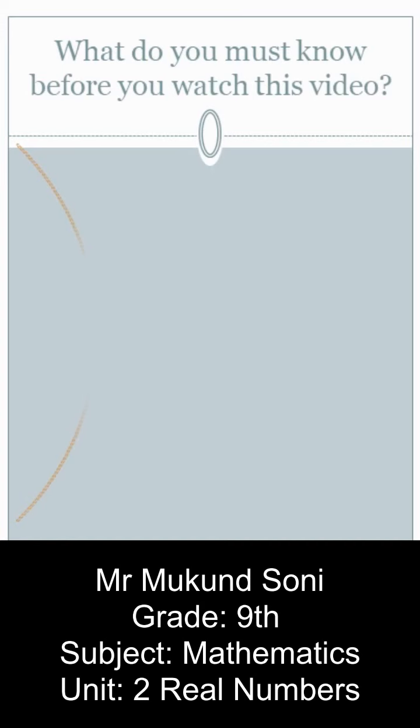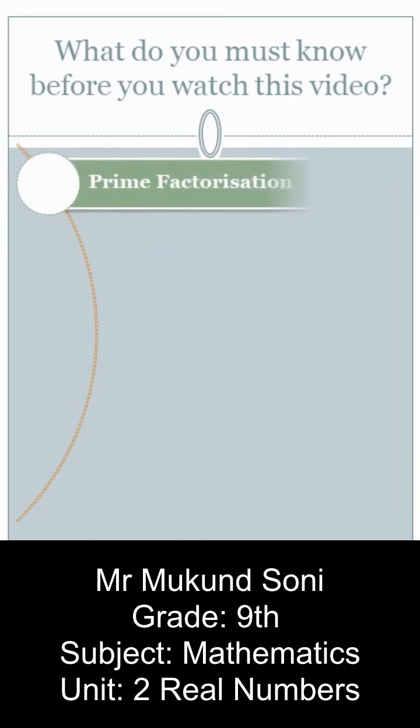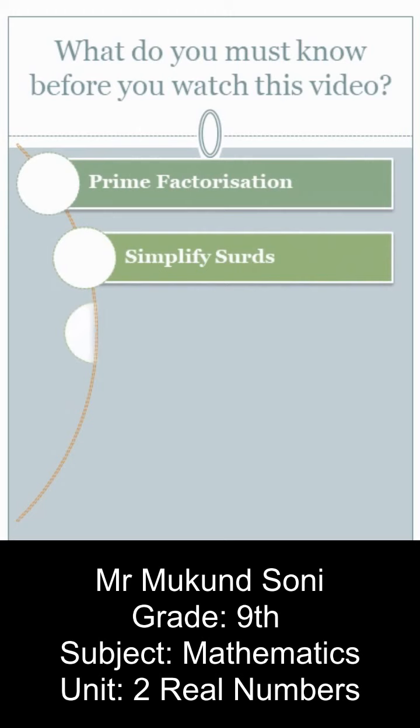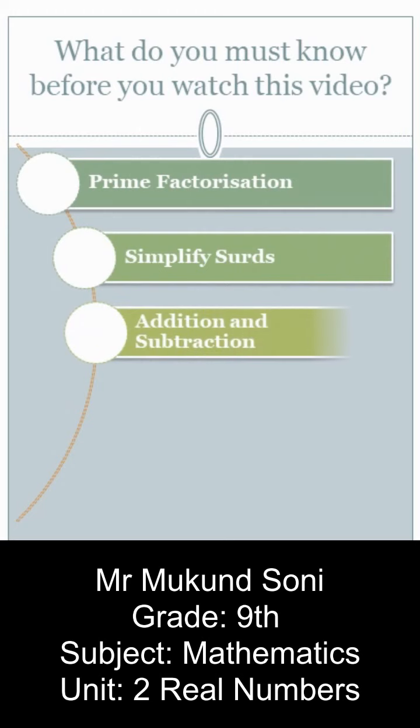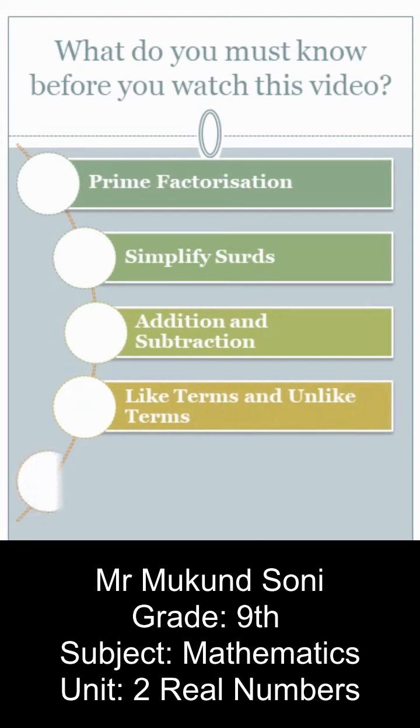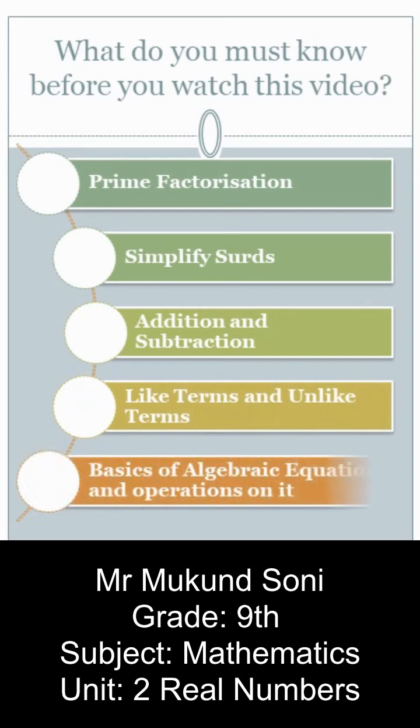So students, you must know about prime factorization of the surds, how to simplify the surds, addition and subtraction of normal rational numbers, like terms and unlike terms, basics of algebraic equation and operations on it. If you know this all before you watch this video, the content in this video will be easy to you to understand and follow.